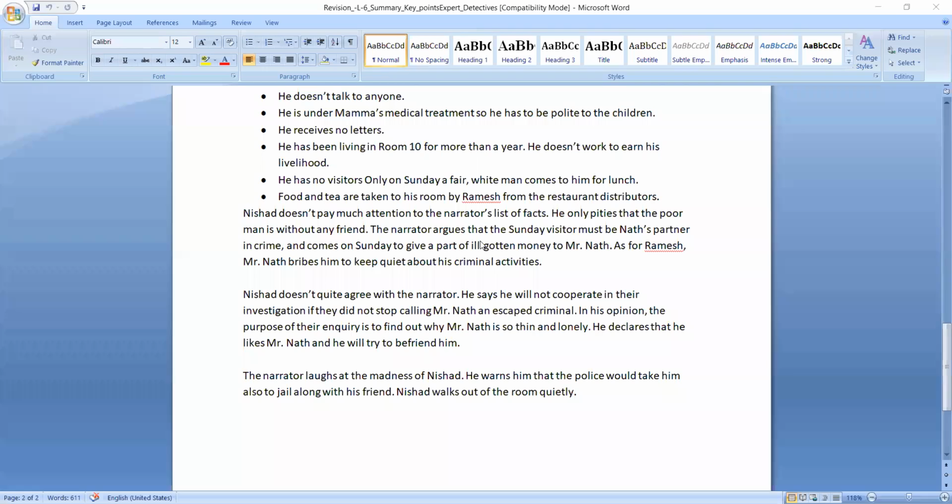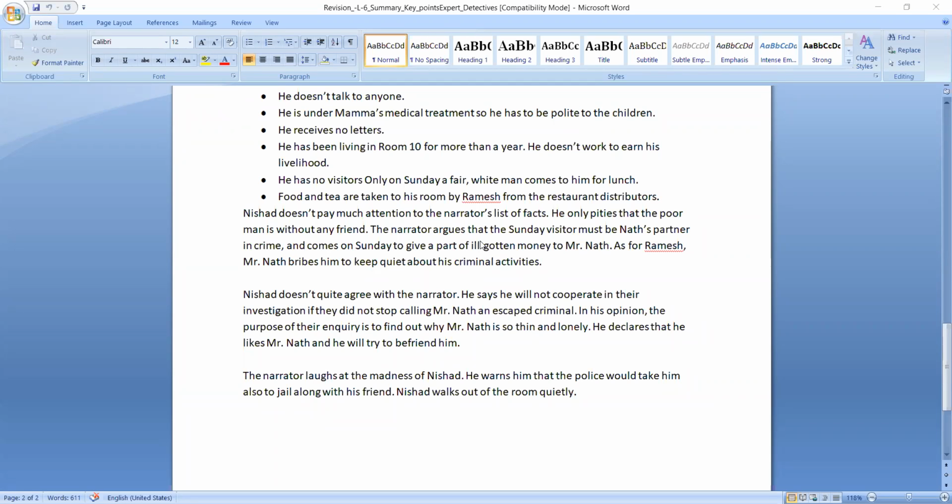Then he declared that he liked Mr. Nath and he would try to befriend him. Okay? What did he say? He said that he liked Mr. Nath and he would try to befriend him.